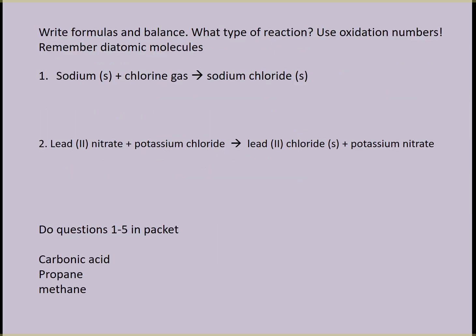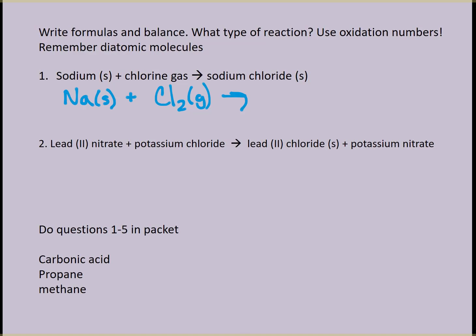All right, let's do a problem where we write the formula and we also balance it. So this is just combining a lot of the things that we've already talked about. And let's start off with this first one. So sodium, this is just the metal. So Na, and it is a solid. And chlorine gas, remember chlorine is diatomic, so Cl2. And then I get sodium chloride.